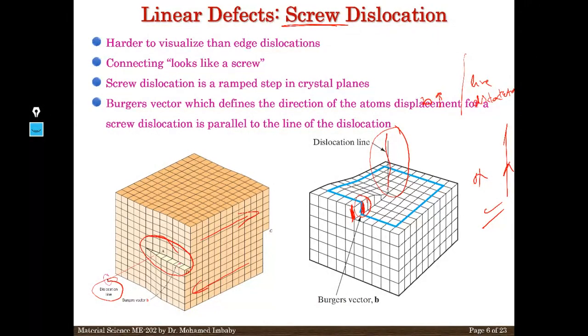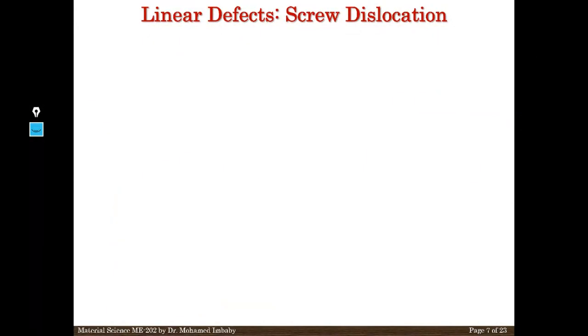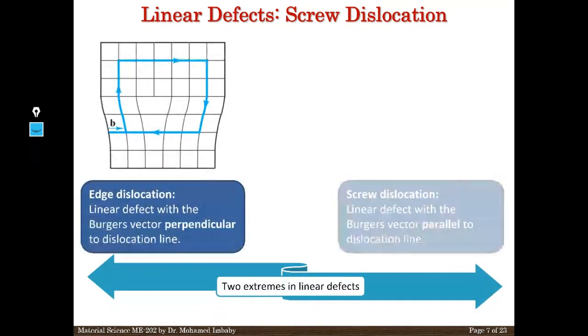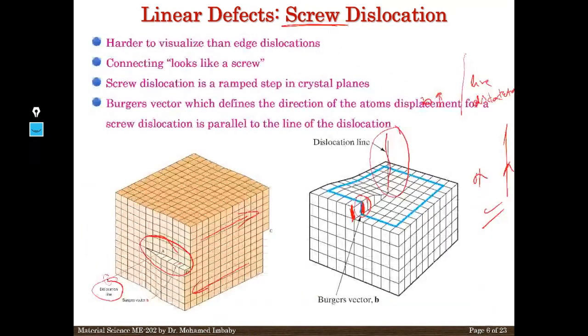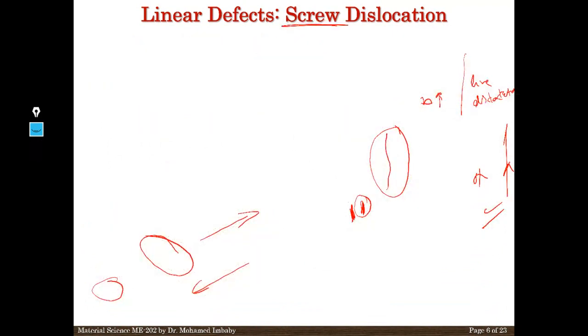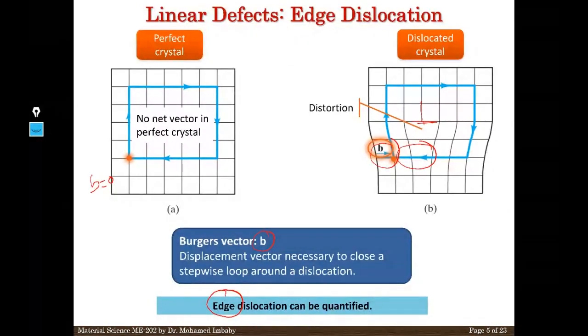Okay, let me come back. I will show it to you. Look at here. Just let me give it to you again. Look at here. This is a line of dislocation. It's perpendicular to the page, as you've seen it here. And this is a vector, the Burgers vector. This is a Burgers vector, and the line of dislocation is perpendicular to the page. What's the relation between the Burgers vector and line of dislocation?